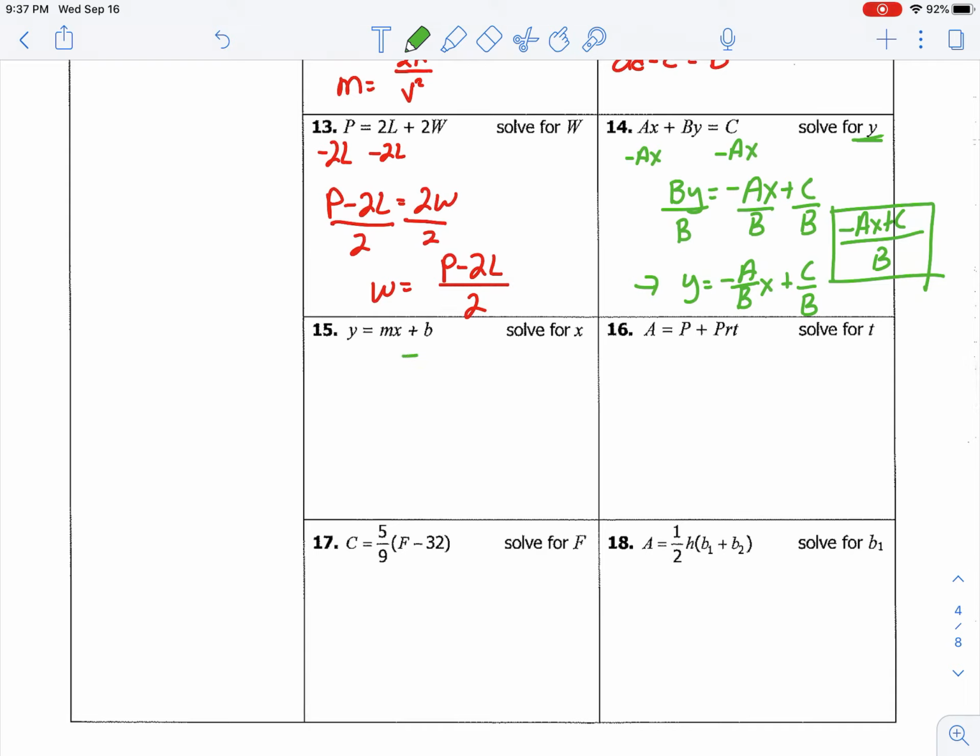Solving for X. It continues. The second verse, same as the first. This is just a lot of examples. MX. I'm trying to get X by itself, so we're going to divide the M out of there. So Y minus B divided by M is equal to X.